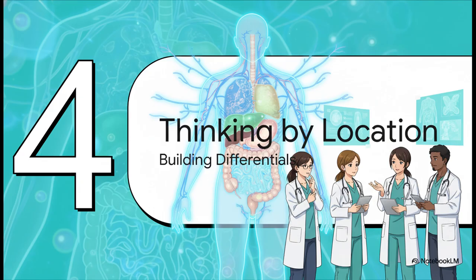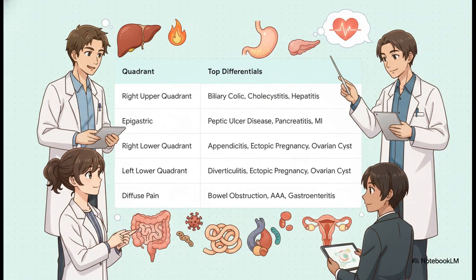The location of the pain is your biggest clue. It's like a map pointing you to the organs that might be in trouble. This little framework is an incredibly powerful mental shortcut. Pain in the right upper quadrant? Your brain should immediately jump to the liver and gallbladder.